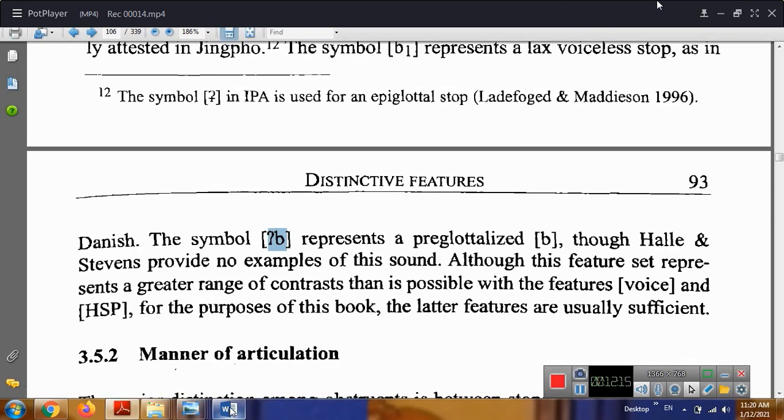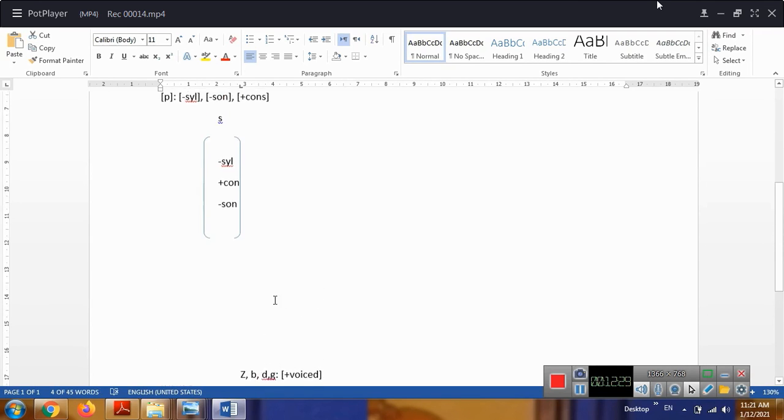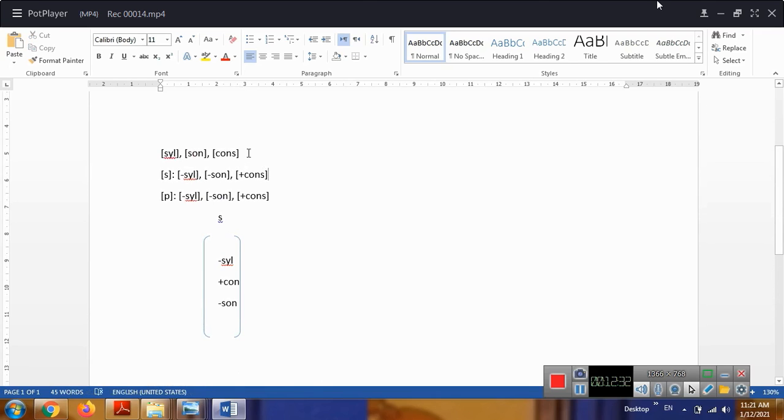Therefore, for example in Hindi, we should define the HSP feature for describing the sound. But when we want to describe, for example, a consonant, we should add the feature voice. We should determine the voice or voicelessness of the sound.